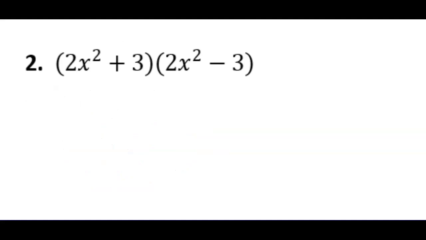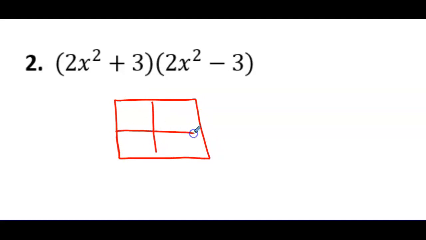Let's see what happens if I've got a different one. What if I have a number in front of my x squared term? So let's look at this one. Again, we'll use the box method because it's nice and easy. We've got 2x squared plus 3 and 2x squared minus 3. So I'm going to do my 2x squared times my 2x squared. 2 times 2 is 4, and x squared times x squared gives me 4x to the fourth.